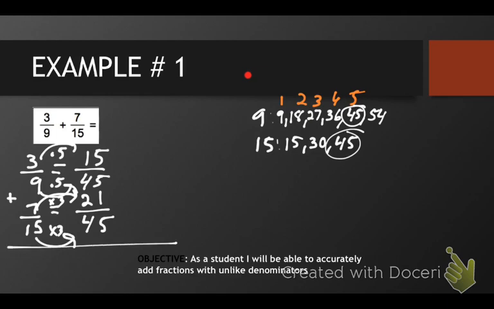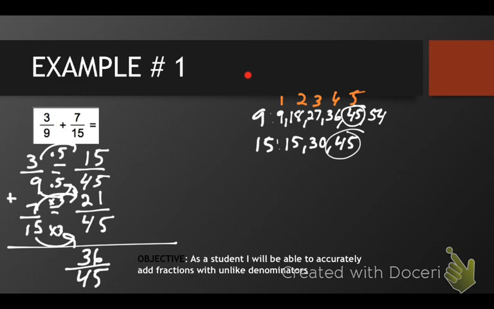Okay, so I'm going to go ahead and add. We're going to get 36 over 45. Now, I also have to always make sure that I can simplify it, or that it is simplified, or if it needs to be changed to a mixed number. Unfortunately, this one is not simplified. I know that because those numbers are not prime.